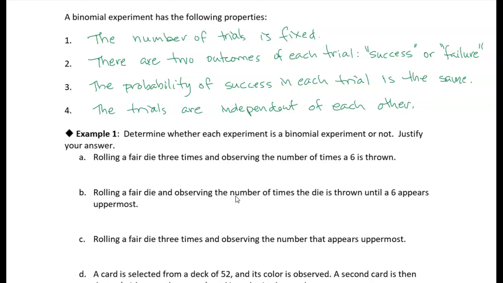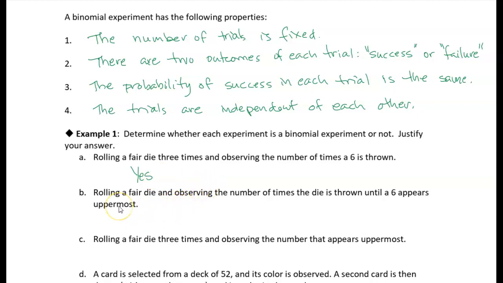Number 4, the trials are independent of each other. Well, if I roll the die once, that outcome is not going to affect what happens on the second roll, right? That's what it means to be independent. Those trials are not dependent on each other. You roll it again, there's still a 1/6 chance of getting a 6. Roll it again, and every time there's going to be a 1/6 chance of getting a 6. So yes, these trials are independent of each other. Because we've been able to check off all those properties, we can say now that yes, this is a Bernoulli experiment or a binomial experiment.